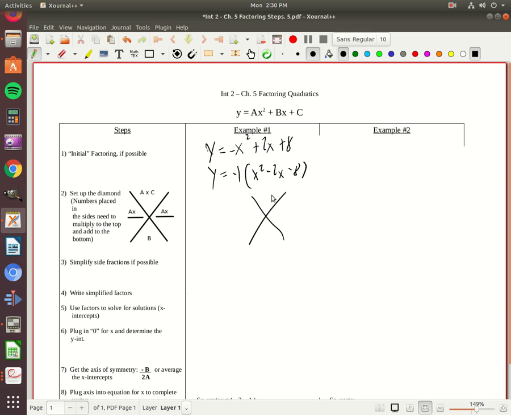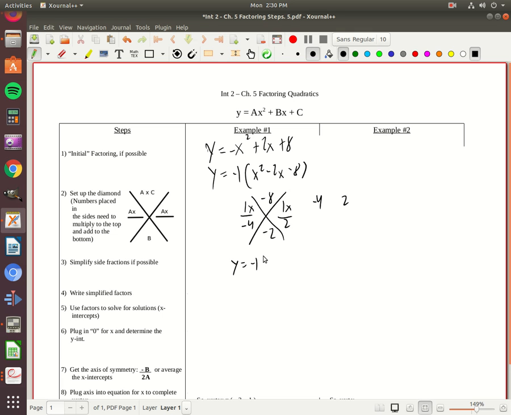So a times c is -8, b is -2. I have 1x on top. If I go 4 and 2, it will work if this is negative. So -4 times 2 is -8, -4 plus 2 is -2. So let's see what happens now.